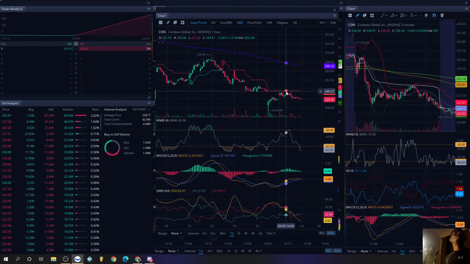It was bouncing up against this, which is a super trend indicator. Webull provides us a lot of technical analysis. It provides this sort of super trend here, and this super trend uses a really good algorithm.